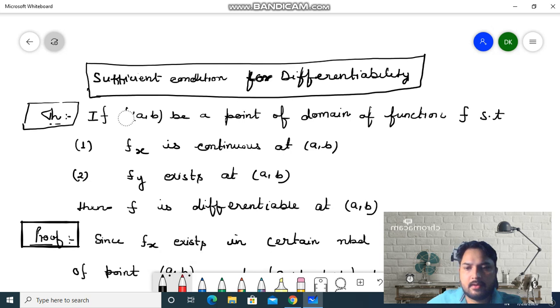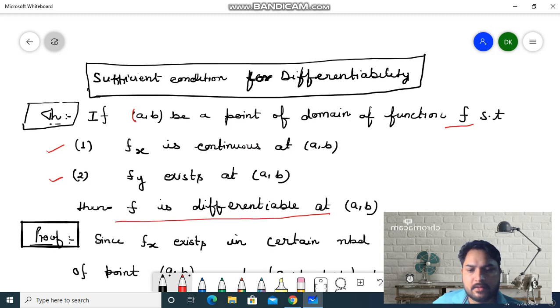The theorem's statement is that if (a, b) is a point of the domain of function f such that these two conditions are satisfied: the first condition says that the first order partial derivative with respect to x, fx, is continuous at point (a, b), and the second, that fy, exists at point (a, b). Then we say the given function is differentiable at point (a, b).